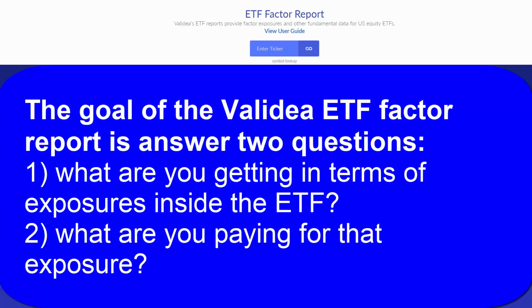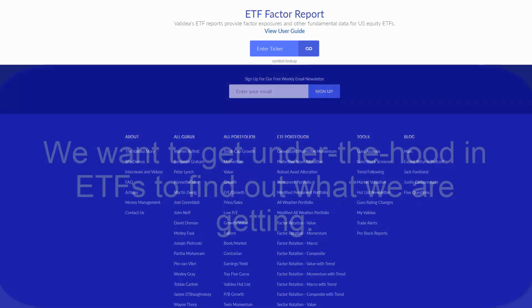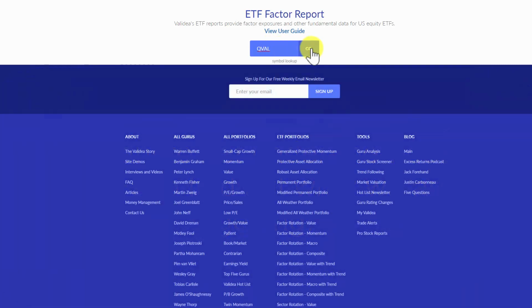Often when you see ETFs analyzed, you mostly see performance used, things like 3-year performance and 5-year performance. And if you look at the long-term data, it'll tell you that those things tell you almost nothing about how an ETF performs going forward. So instead of taking that approach, we've decided to get under the hood and look at all the holdings of this ETF and find out what I'm actually getting when I buy this ETF.